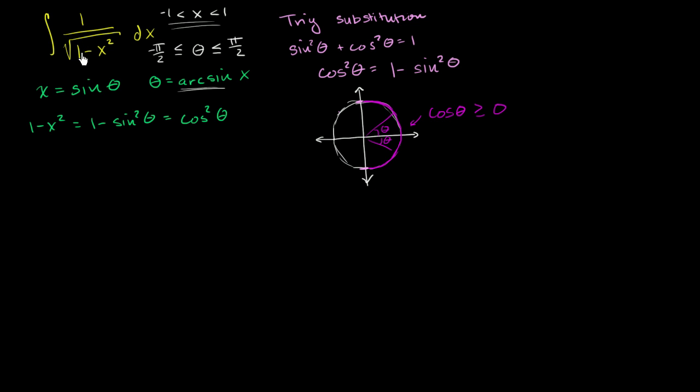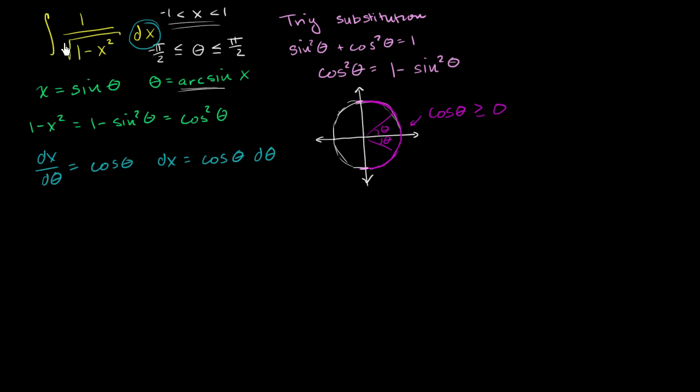The only thing we have left to do: we already know that x is equal to sine theta, so theta is equal to arc sine of x. But we also have to figure out what dx is equal to. We could say dx d theta is going to be equal to the derivative of this with respect to theta, which is just cosine theta. Or we could write that dx is equal to cosine theta d theta.